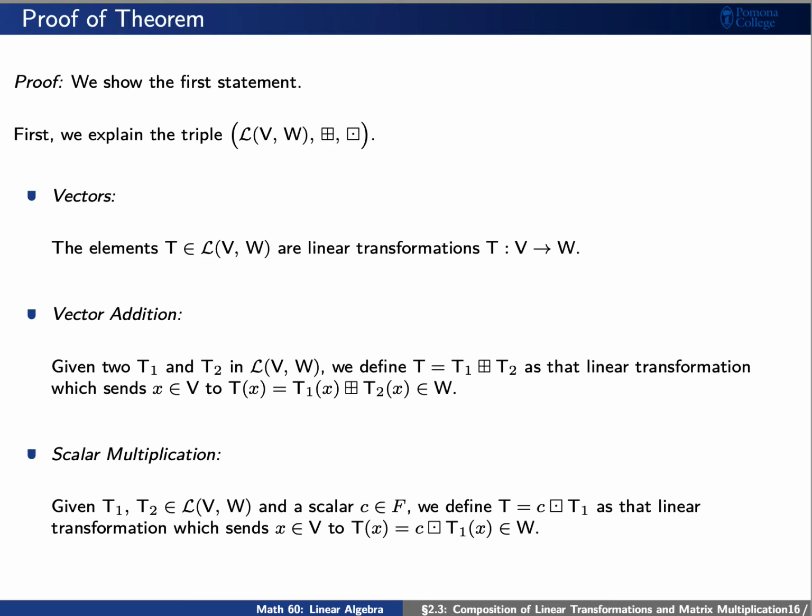I want you to keep in mind here that when we write T1 plus T2, or when we write c times T1, these are rules. Our rule says if we start with the vector x, we can write down a new vector, either T1 of x plus T2 of x, or c times T1 of x. Again, T1 plus T2 is a rule, and c times T1 is another rule.